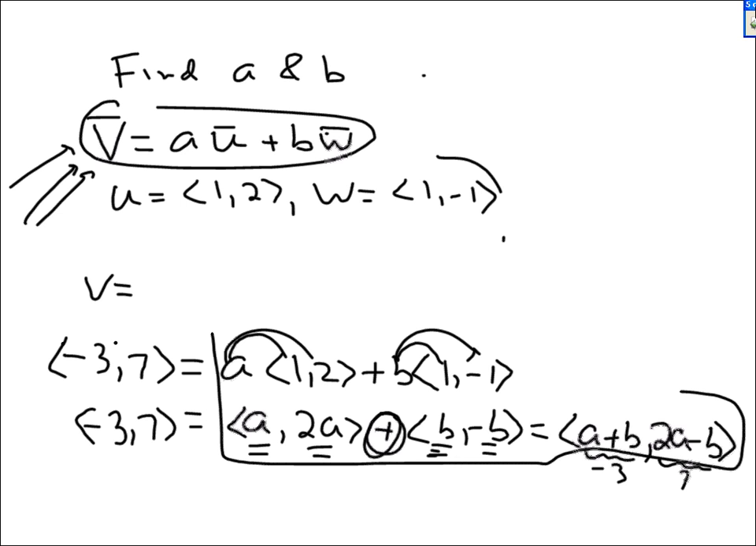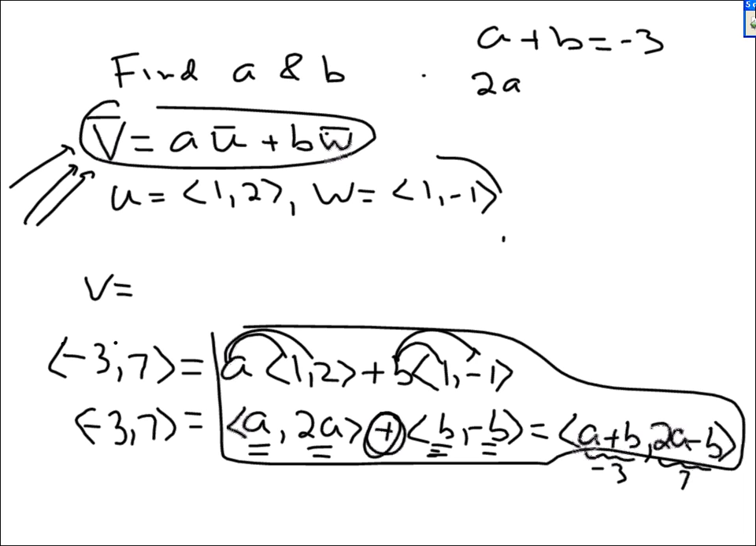This will not change. All that changed was vector b. So I want a plus b to be negative 3, and I want 2a minus b to be 7. And again, if I add, I get 3a, that cancels, is equal to 4. So then a is 4/3.